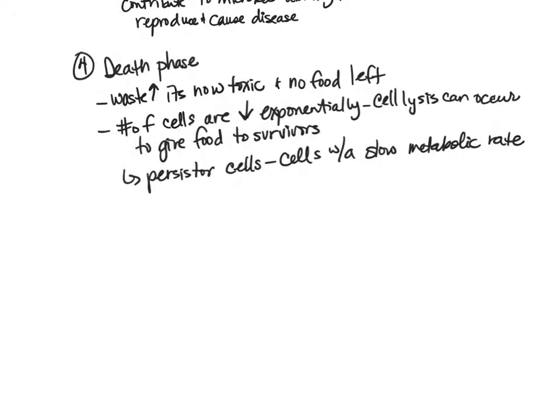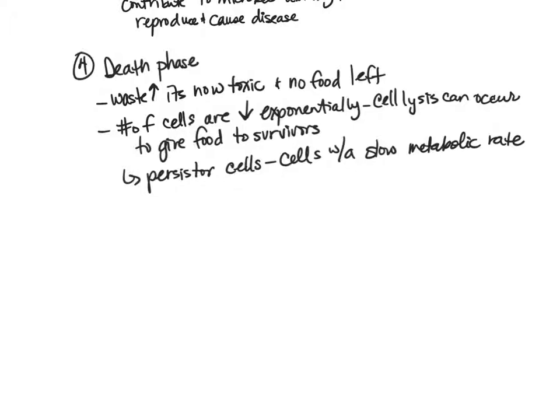So in this case, in our death phase, what we see is, of course, the waste is now so high it's become toxic. There's no food left, so the cells are starting to die off. They don't have any food, so they're going to die, and they're surrounded by toxins. So then at this point, the number of cells are decreasing exponentially, and then as this cell lysis occurs, these cells are kind of bursting their ingredients, their parts, out into the environment. And as they're bursting their parts out into the environment, some other cells that are around may start to utilize some of the components that were in those cells that died. And so then those cells are going to slowly metabolize those items, and then they can hang out for longer. And those are persister cells.